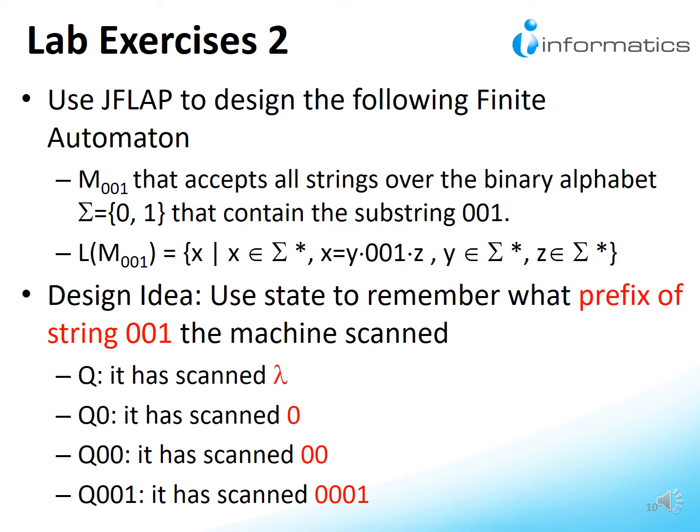In order to do so, we can use 4 different states to remember what prefix of 001 we have scanned so far. The prefix of 001 can be the empty string, can be 0, can be 00, can be 001. So when the machine scans a substring 001, it will go to this state, and Q001 will be the final state. At the very beginning, the machine didn't see any symbol at all, so it should be in state Q.